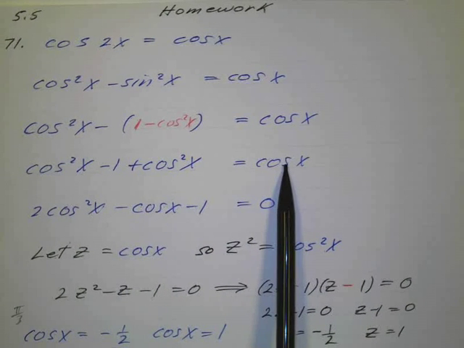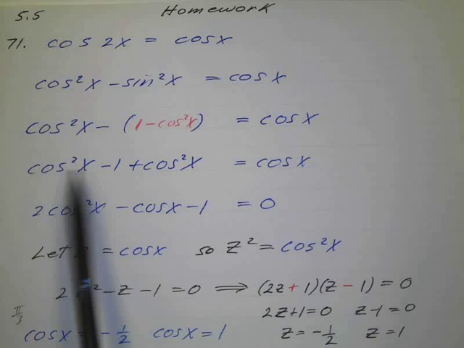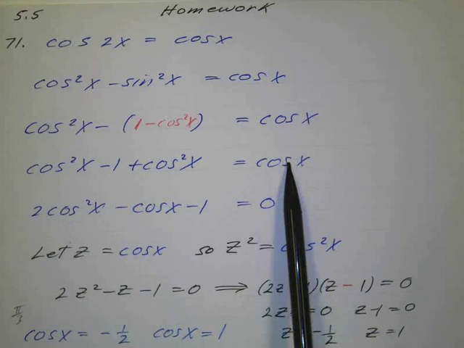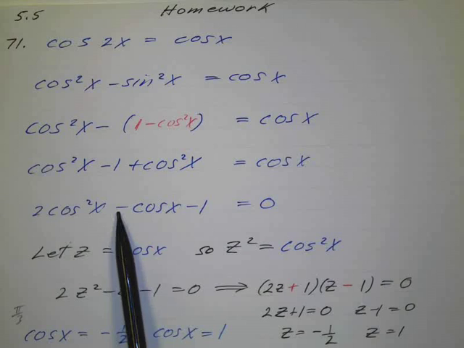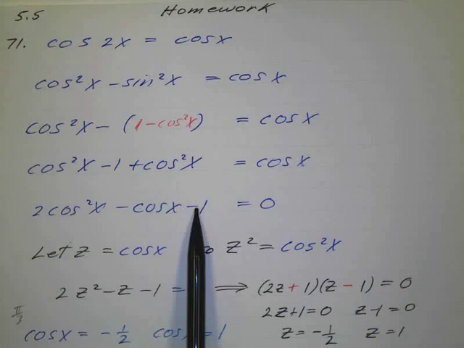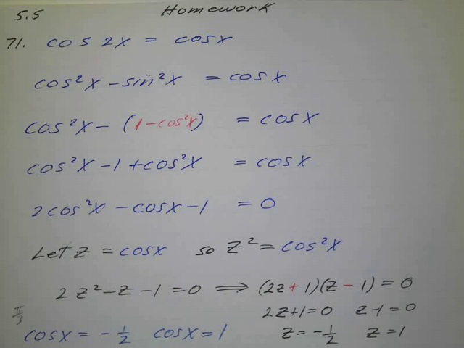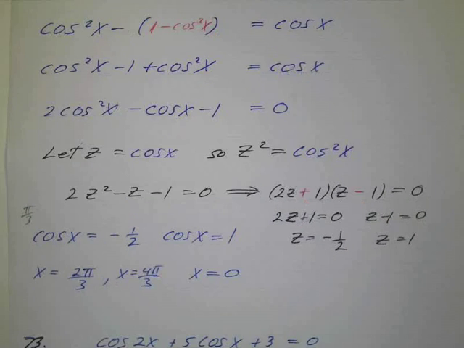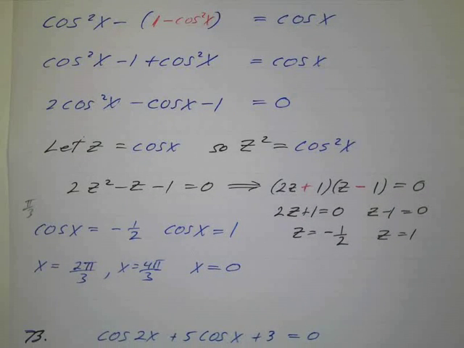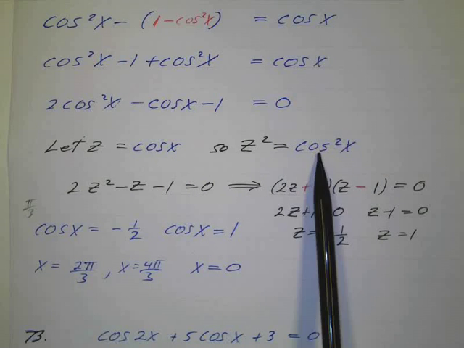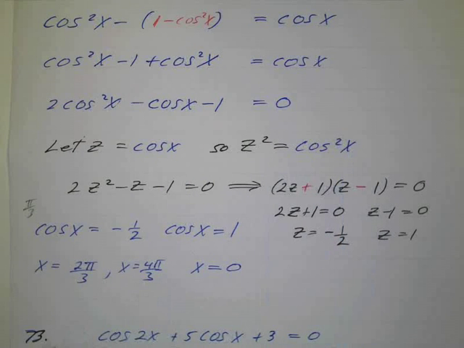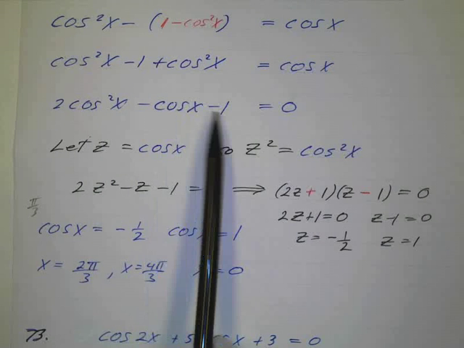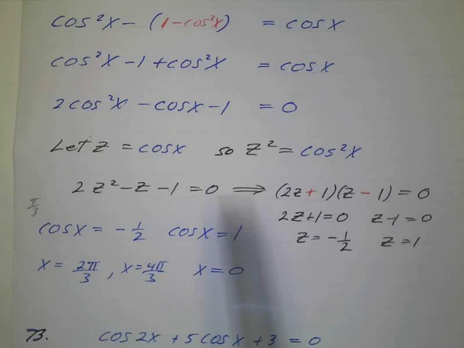So I kind of combine two steps here. One of these plus one of those is two of those, so I got 2 cosine squared of x. And I brought this over to the left, negative cosine of x minus 1. Now again, I've got a trinomial in the cosine, so I'll let z equal the cosine of x, so z squared equals cosine squared of x. So this is going to end up looking like 2z squared minus z minus 1 equals 0, and I can factor this.